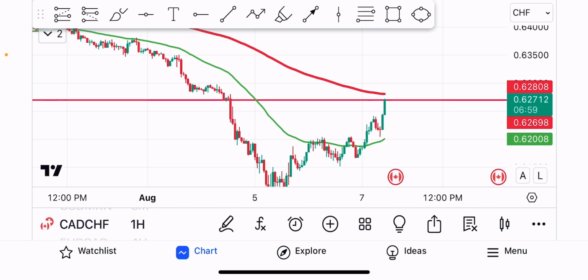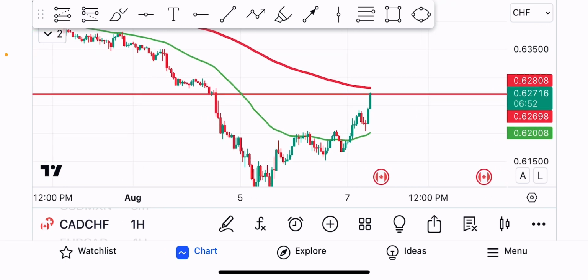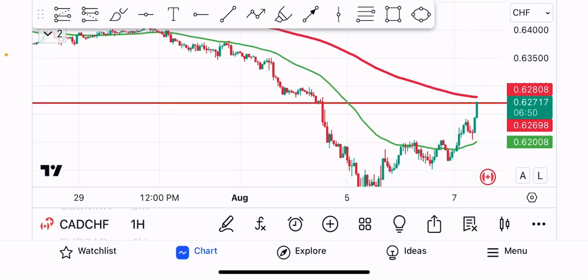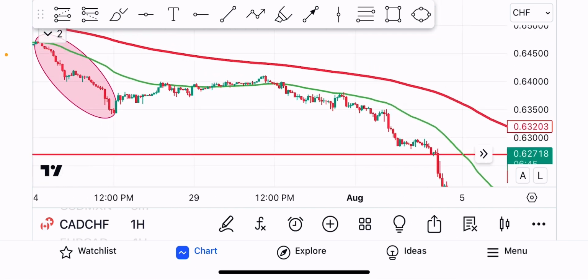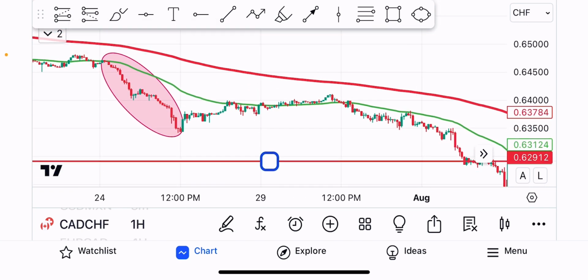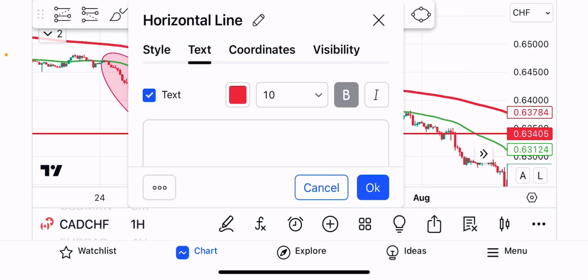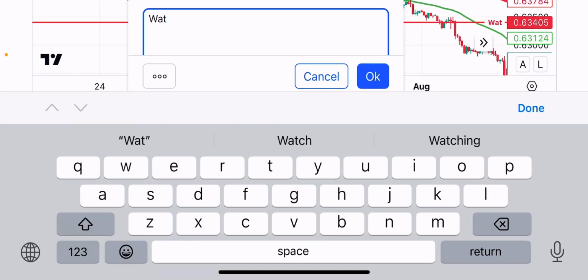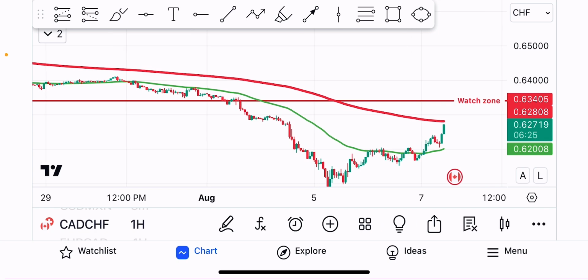But once we are able to see that sellers are back in this market, we are going to open a sell position. Once we see a shift in price or change in market structure, we can then sell. But the first price we are monitoring is the area of 0.63405, which is here. Here is our watch zone. We are looking out for that price to see what the market would likely do at that level.